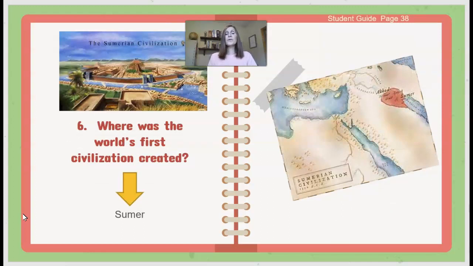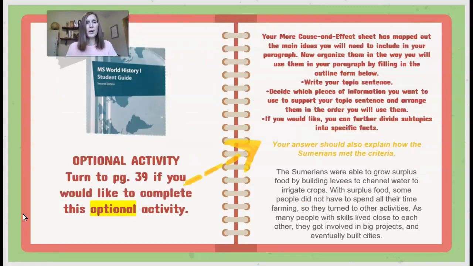Where was the world's first civilization created? That was created in Sumer. That's what we consider the world's first civilization, at least that we have written record from.